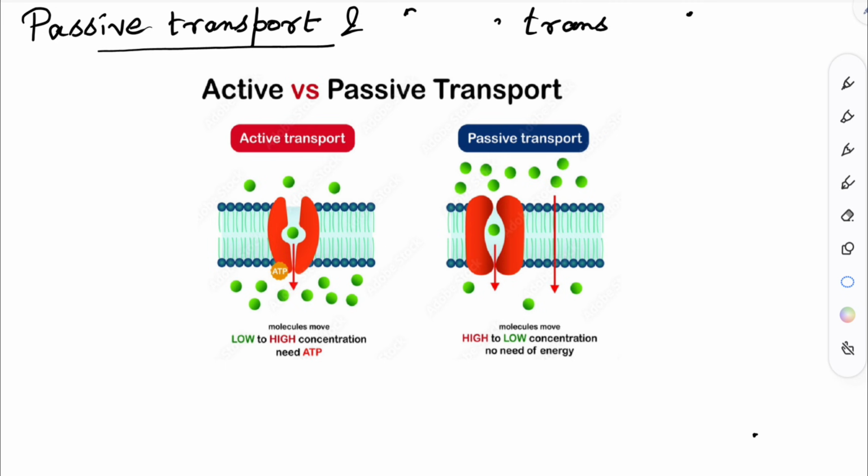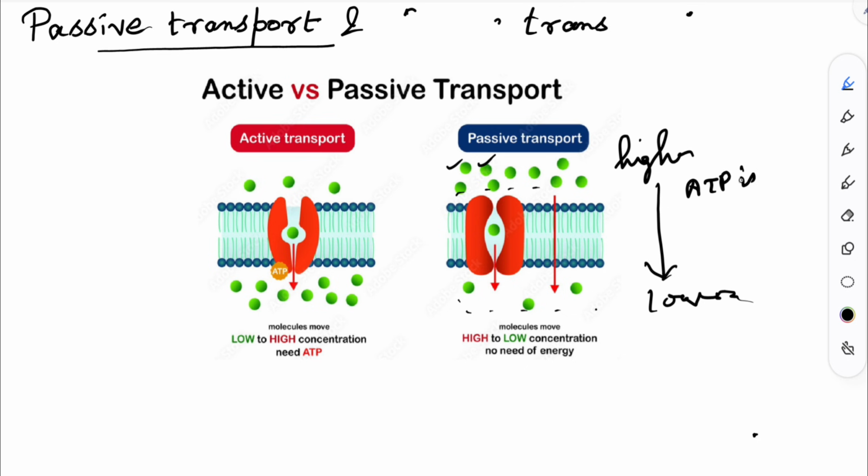Passive transport means the molecules will move from higher concentration to lower concentration. Here we can see these molecules are more in number. Here the concentration is less, so the easy movement is happening from higher concentration to lower concentration. Here no ATP is required. High to low concentration, no need of energy.